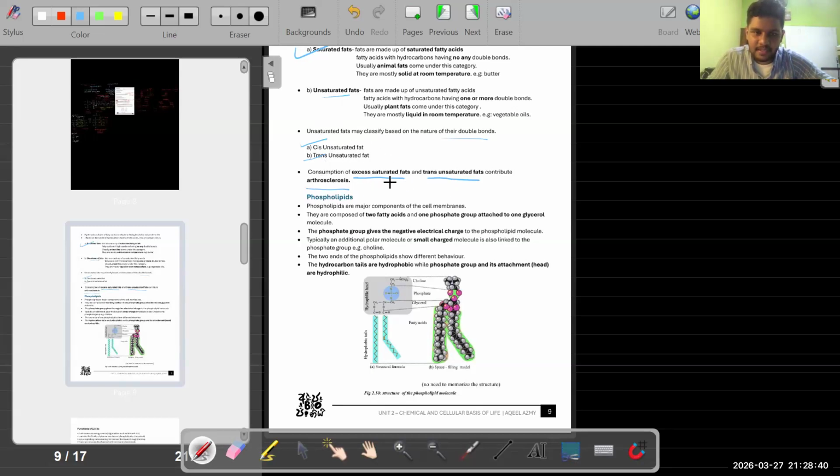Excess saturated fats means, for example, butter. Consuming an excess amount of butter and trans unsaturated fat, among cis and trans. If you consume more trans, it can lead to atherosclerosis. Is this the first time you're coming across atherosclerosis? Yes, sir. I'll explain what atherosclerosis is.